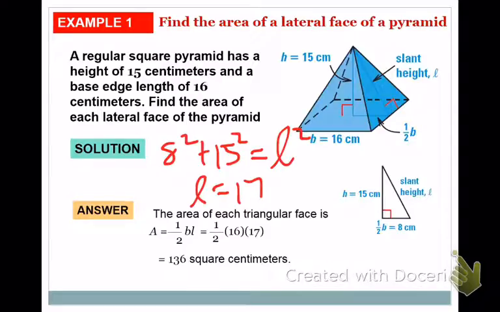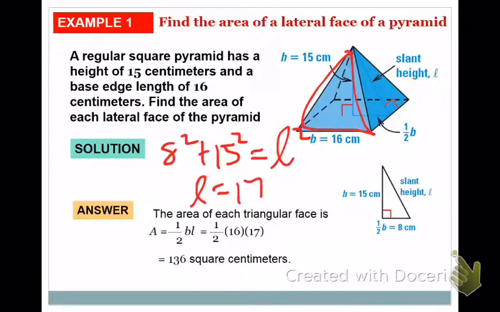So the area of each triangular face is 1/2 of the base, 1/2 of 16 times L. So for the lateral faces, 1/2 times 16 times 17 is 136. That's just one of the triangles. All right? Any questions?